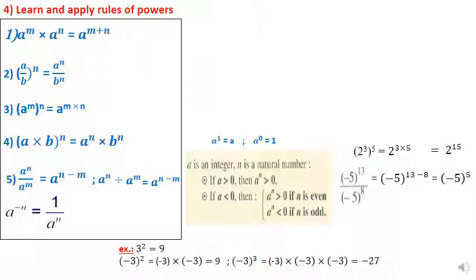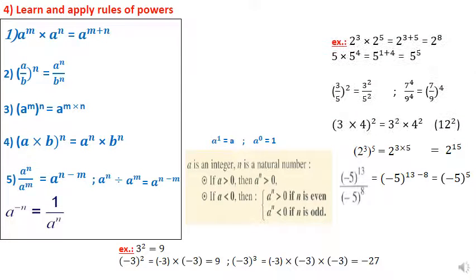Let us try to solve some exercises. So 2 to the power 3 times 2 to the power 5. As you can see here, we have the same base, so we just add the exponents, so it's 2 to the power 8. Also 5 times 5 to the power 4, so you know that if I don't have a power, that's power 1. So you add the exponents, this is 5 to the power 5, sorry.